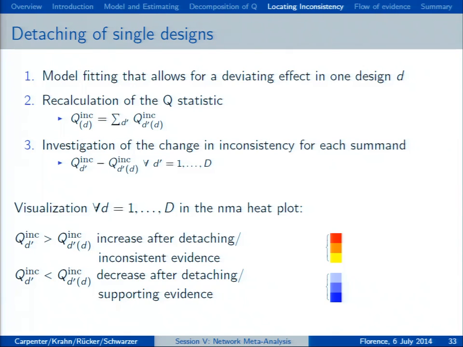We use this algorithm for each design in the network and visualize these in this plot by the colors. So an increase is visualized by warm colors, which means there is inconsistent evidence. And if there is a decrease, we visualize this by cold colors, which means there is supporting evidence of design D, which we detach, for design D prime.